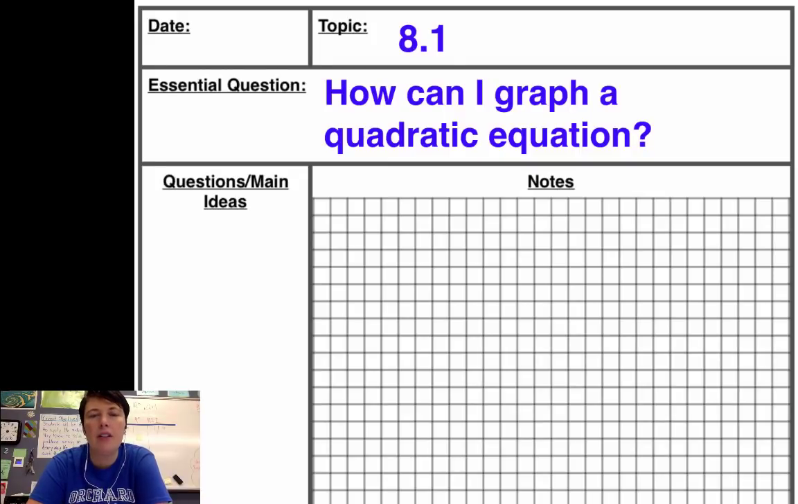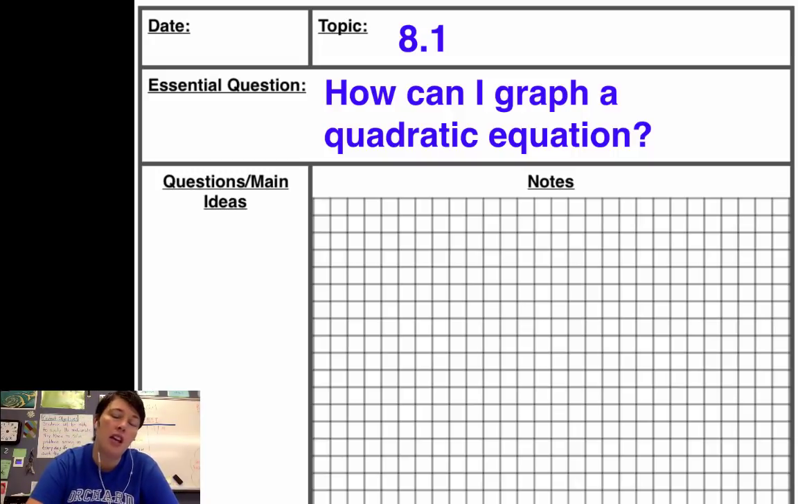Hey guys, we are starting chapter 8 today. And we are going to be in the very first topic of our unit, which is 8.1. And the essential question today is, how can I graph a quadratic equation? So this is kind of fun. We've been learning about quadratics. We know what the term means.